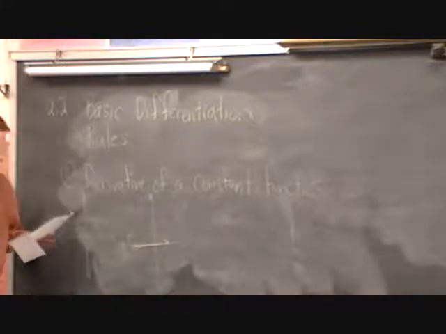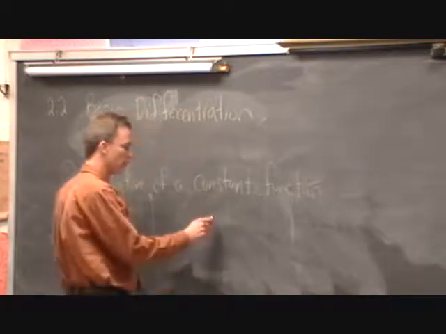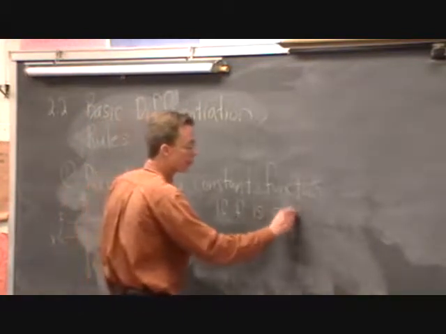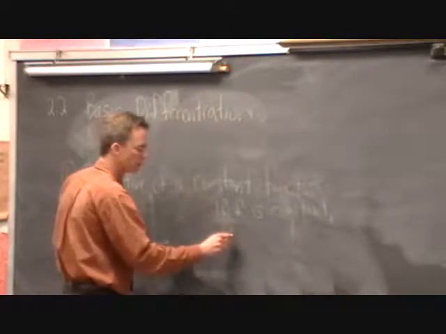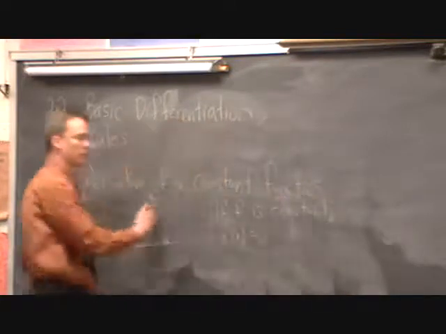So that's the graphic way of looking at it. How about putting it in words? If f is constant, f prime of x equals 0. That's just the word version of this picture, right? If f is constant, f prime is 0.